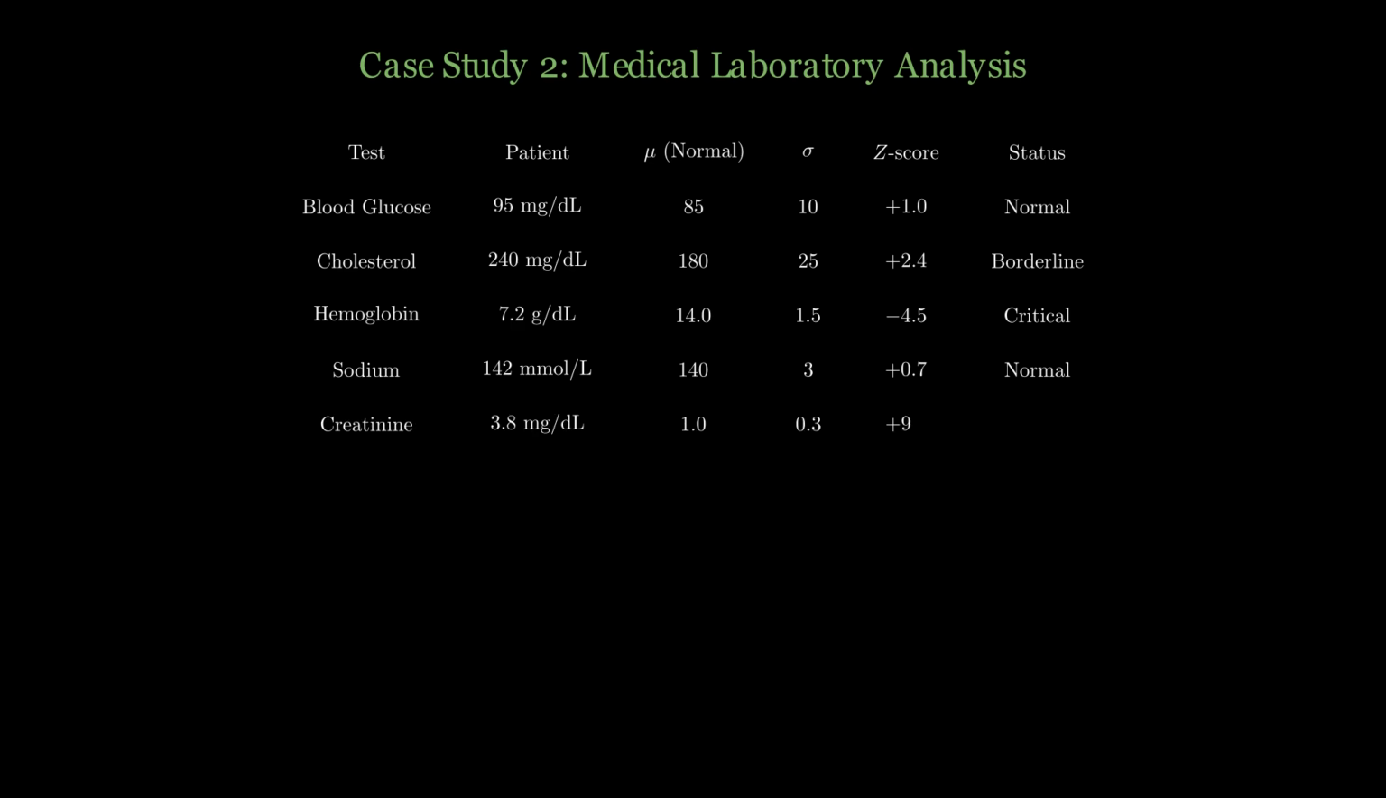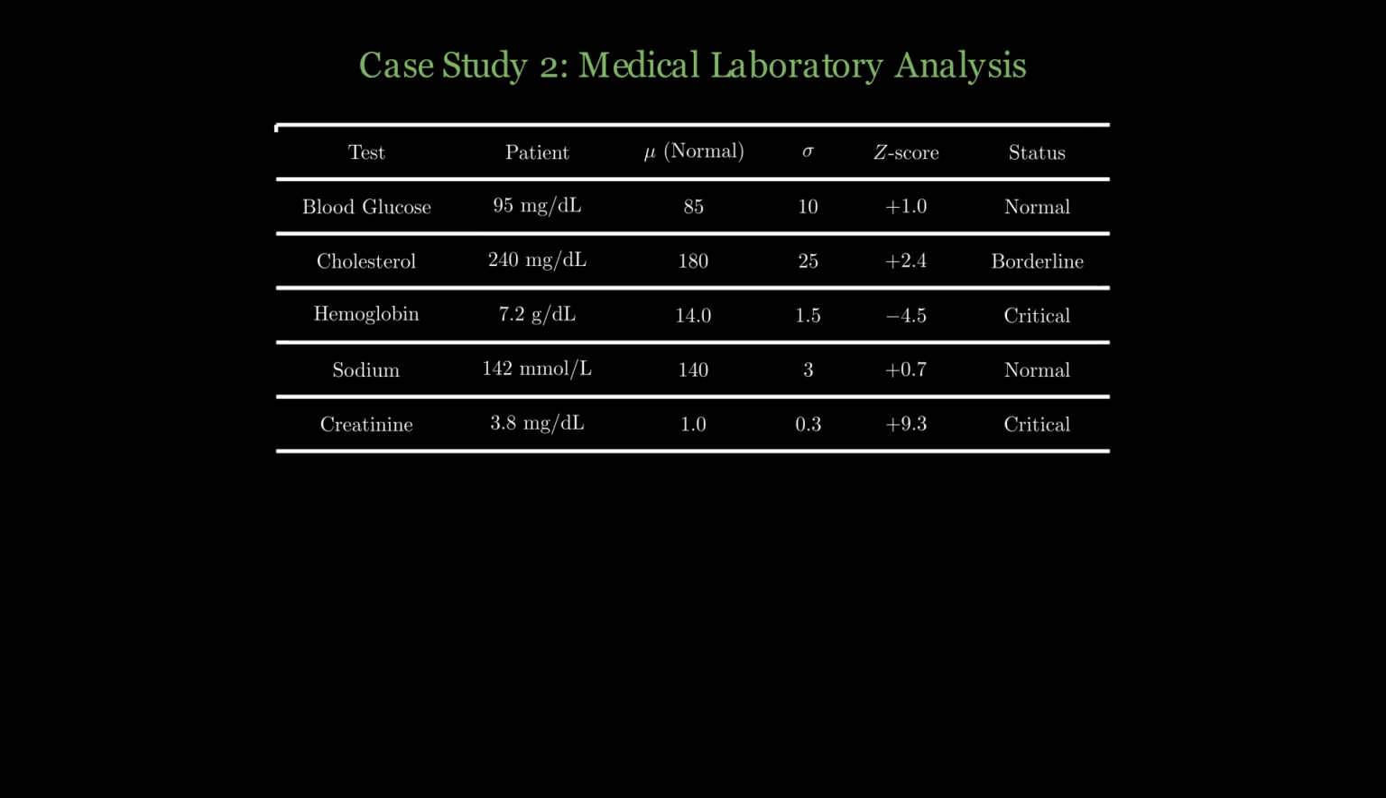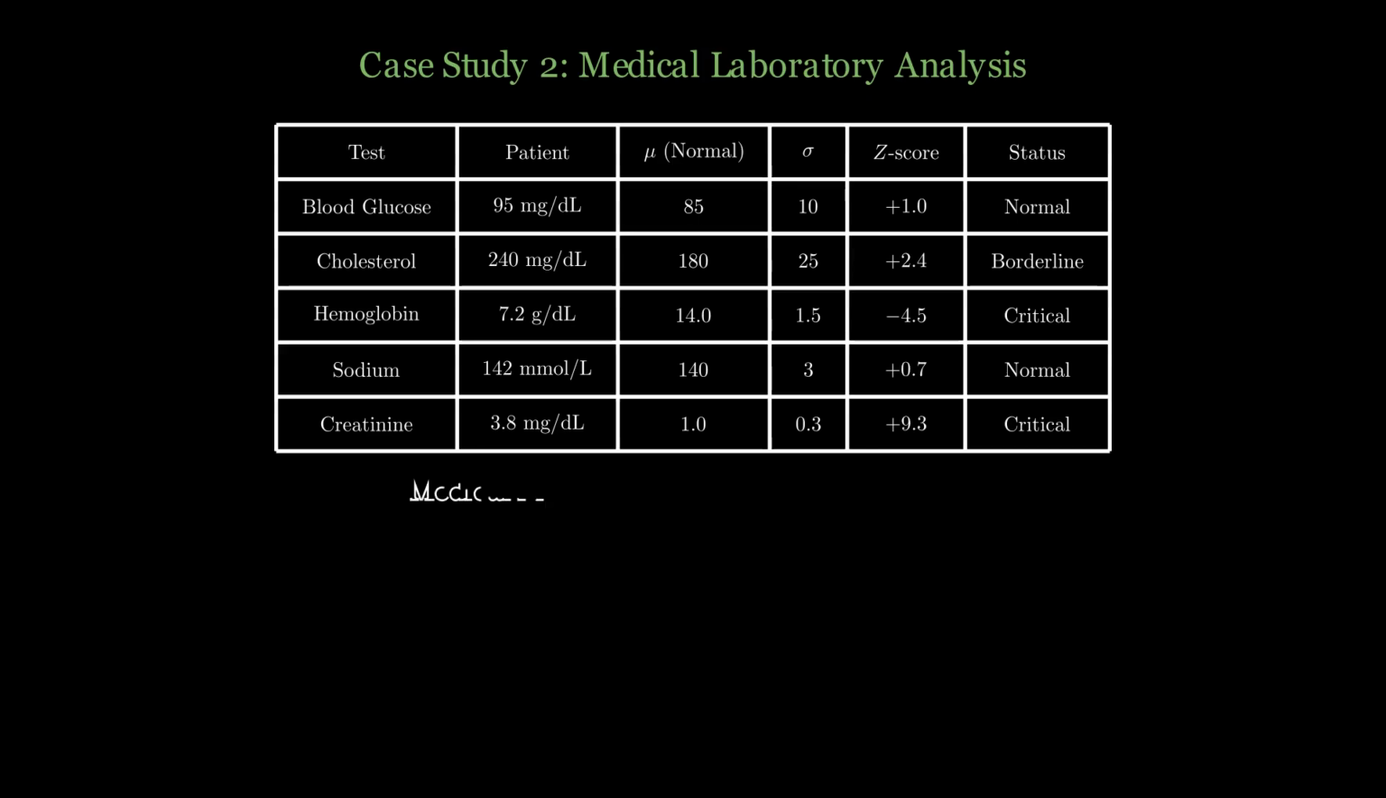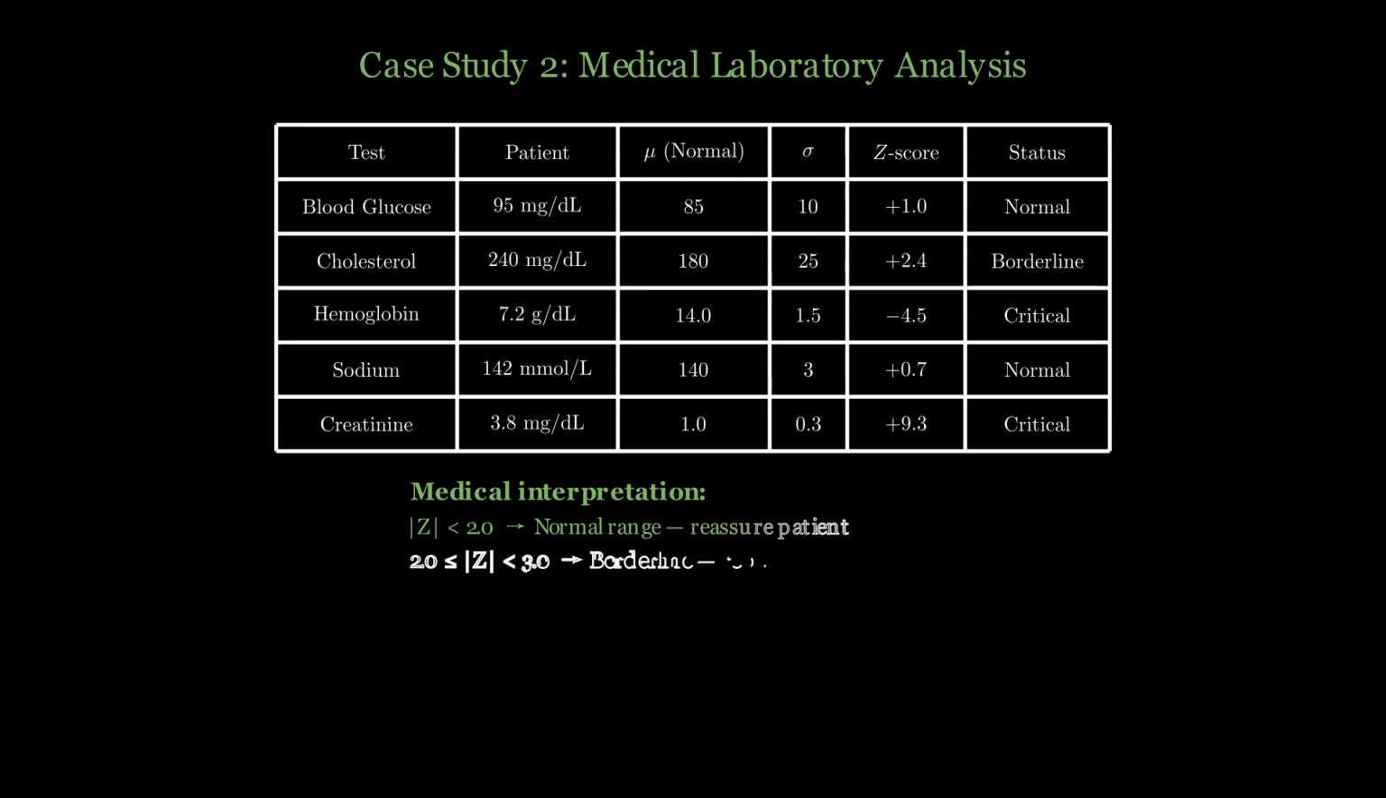Hemoglobin at 7.2 grams per deciliter gives Z equals -4.5. Severely below normal, indicating serious anemia requiring immediate treatment. Creatinine at 3.8 gives Z equals +9.3. Catastrophically high, indicating acute kidney failure requiring emergency care. This Z-score framework lets doctors instantly triage which results need urgent attention versus reassurance, regardless of the different scales and units of each test.